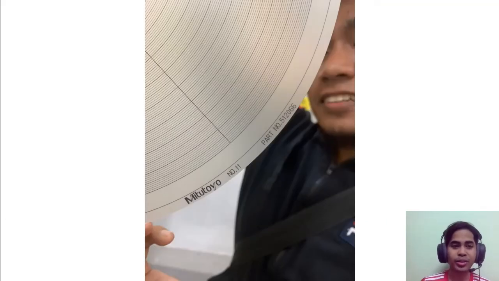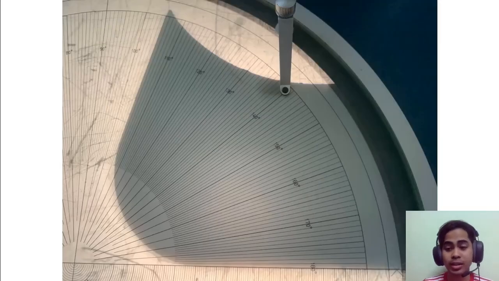Because we don't see it in the video, we show the type of overlay chart we use, which is Mitutoyo number 11, with part number 512066. This is the result that we get from the profile projector. The angle is 75 degrees, as we see, 180 minus 105 degrees. So these are the steps we use to get the angle of the workpiece using a profile projector. Thank you.